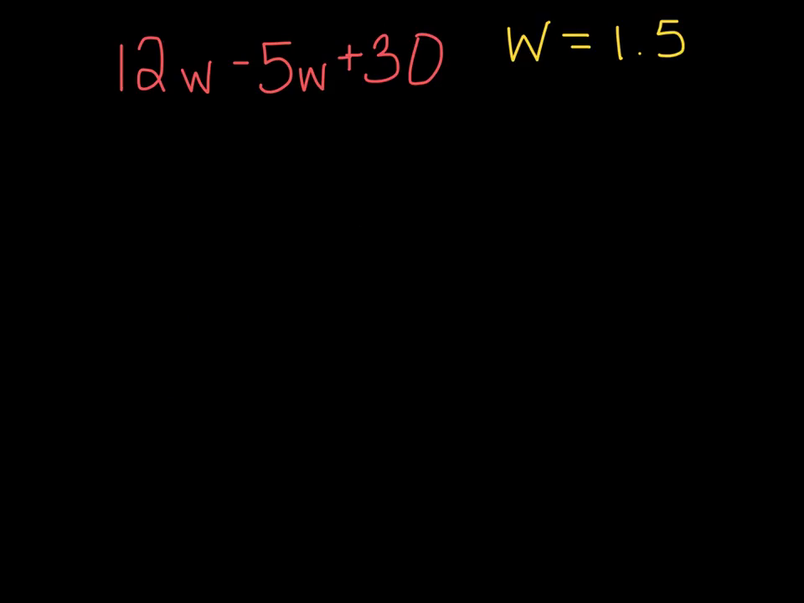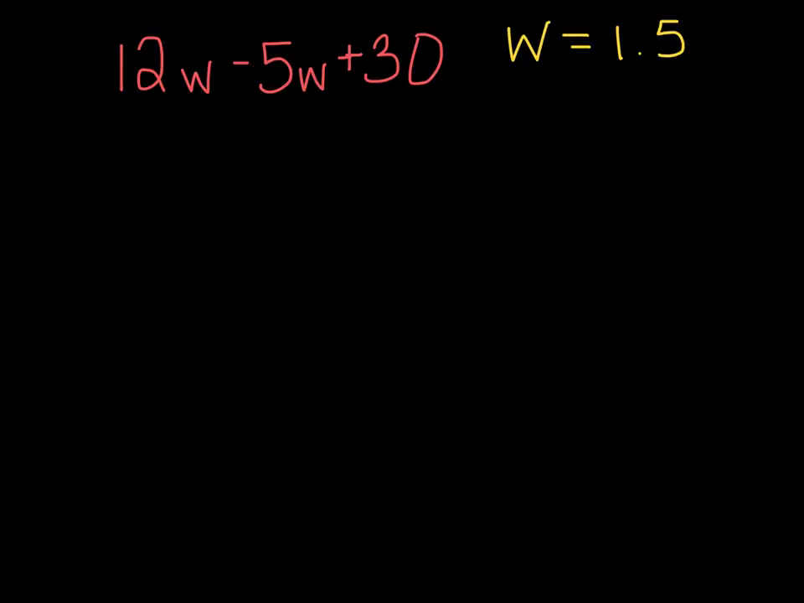Let's take a look at the first problem. 12w minus 5w plus 30. So to make this simpler, instead of plugging this w in 2 different places, and then having to multiply twice, a simpler way would be to combine these 2 terms because they're like terms. They both are w's. So let's go ahead and do that.